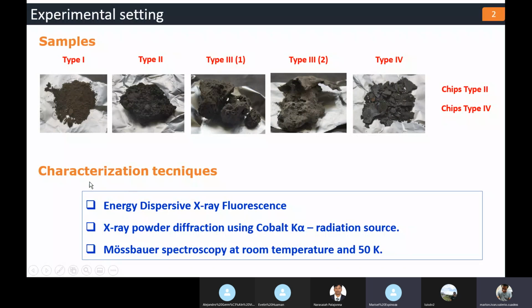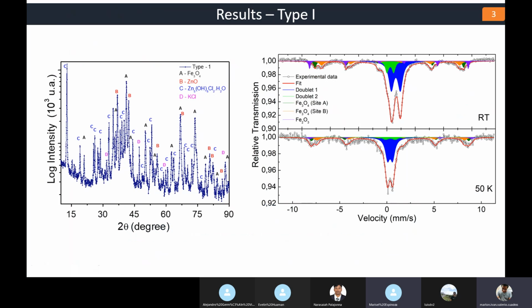The characterization techniques used in this presentation: today I'm going to talk about only X-ray powder diffraction using a cobalt alpha radiation source, and Mössbauer spectroscopy measured at room temperature and 50 Kelvin. I'm going to start with sample type 1.